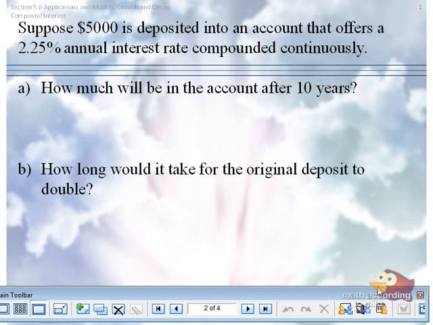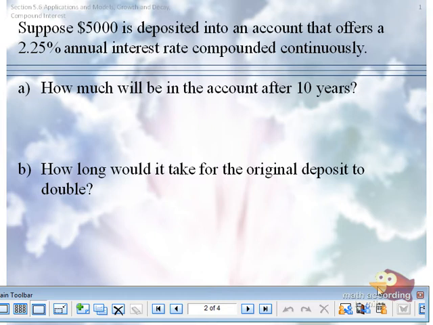So if you remember the bread example that we did previously, the decaying bread, it was pretty much this type of problem, except then we did not know what logarithms were. So we could not do it without graphing and seeing where two lines intersected. Well, now that we know logarithms, we can find the exact answer. So in part A, how much is in the account after 10 years?